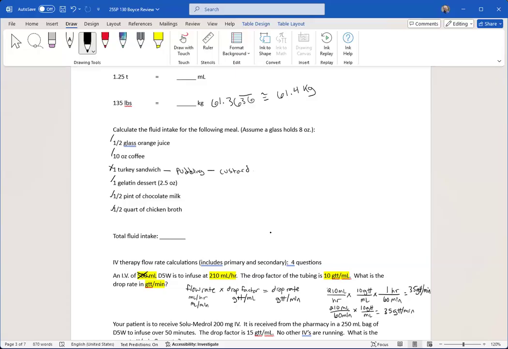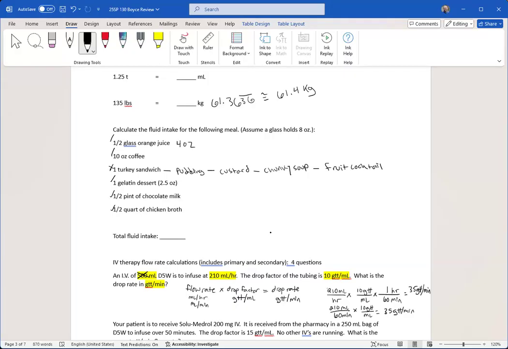You also saw chunky soup and the fruit cocktail. There is liquid in chunky soup and fruit cocktail, but it's minimal. That's why you just don't calculate it, because it's going to be less than the total volume there is. All right. So half a glass is 4 ounces.